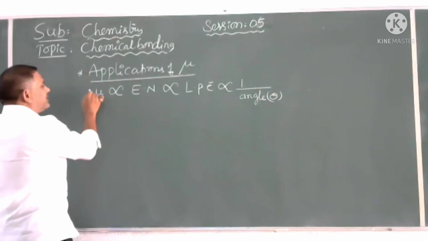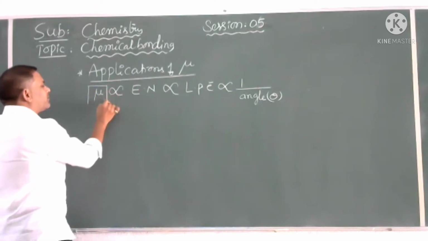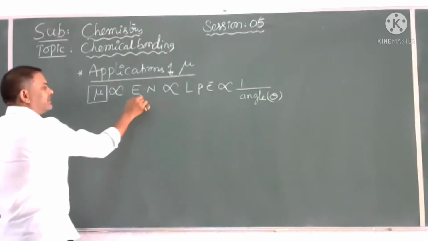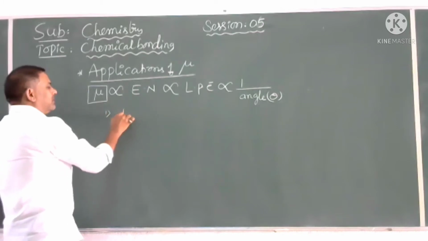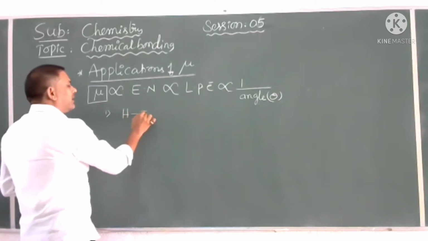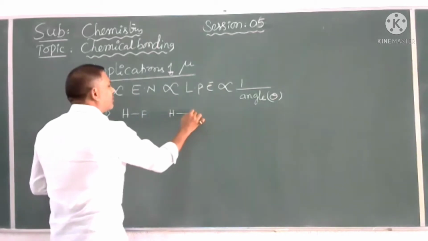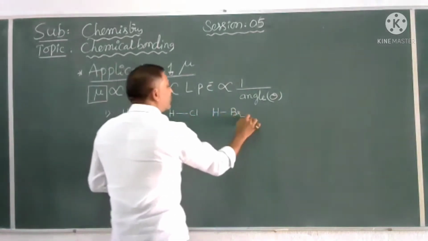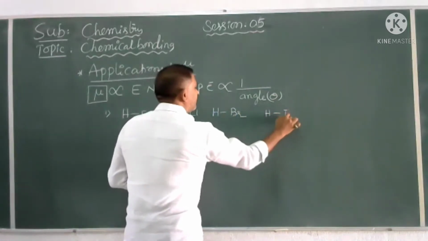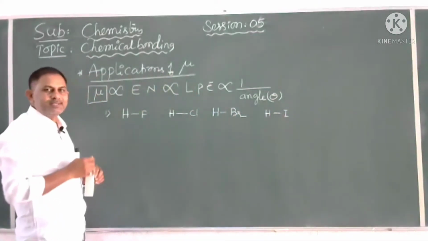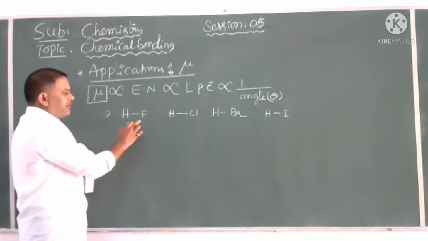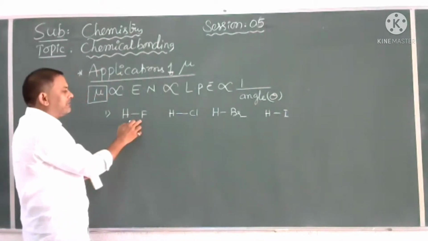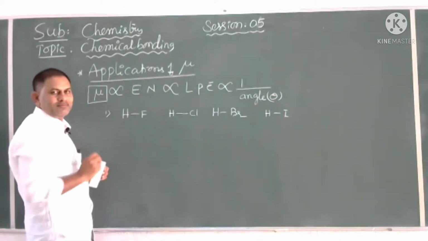Now dipole moment is directly proportional to electronegativity. For example, here we have hydrogen fluoride, hydrogen chloride, HBr, hydrogen bromide, and HI. Among these four examples, fluorine, chlorine, bromine, iodine, the highest electronegativity element is fluorine.